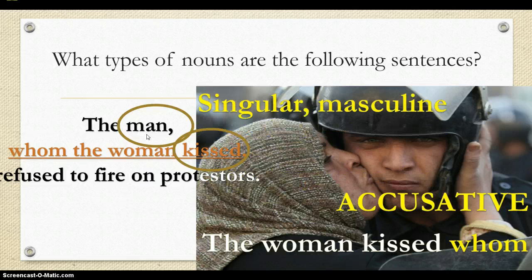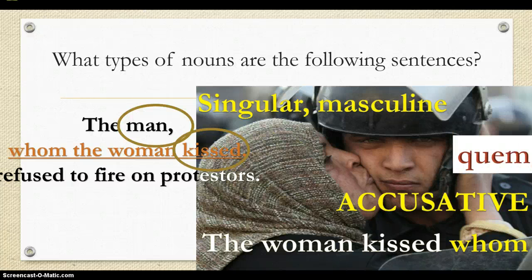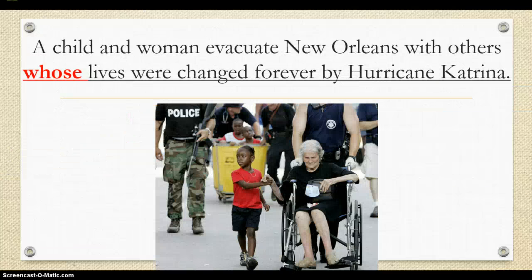So now we go to our chart and we find our singular masculine accusative, which, if you look down, try to find it, it's quem. So in our sentence, we'd have the word quem. The man whom the woman kissed refused to fire on protesters. Whom is quem. Let's try another one.